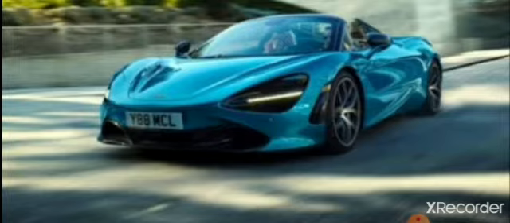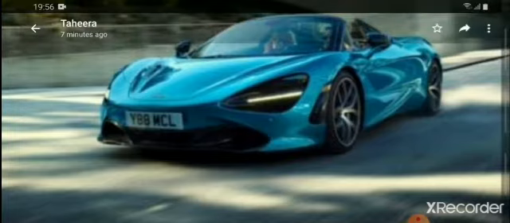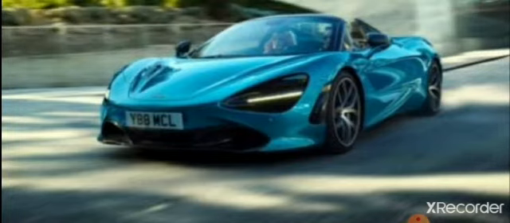So the McLaren 720S is a supercar worth 5.3 million rand, and its top speed is 341 kilometers per hour. Only 500 were made. And the McLaren Senna is named after an F1 racer.